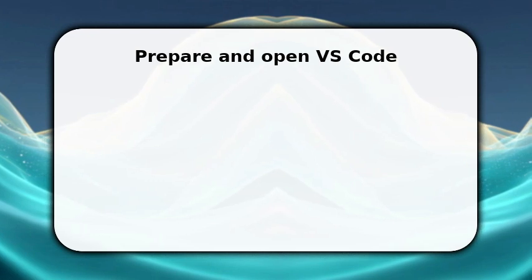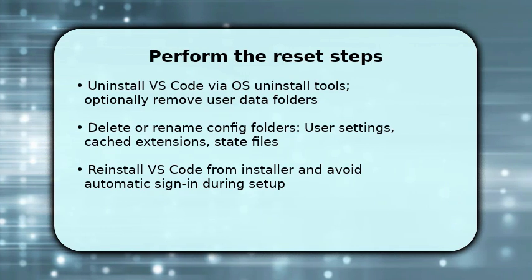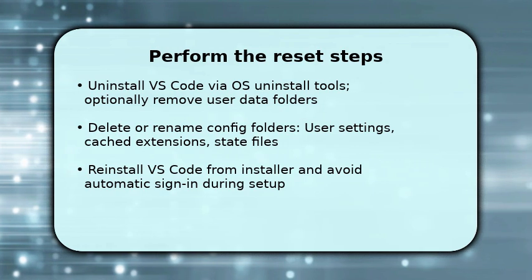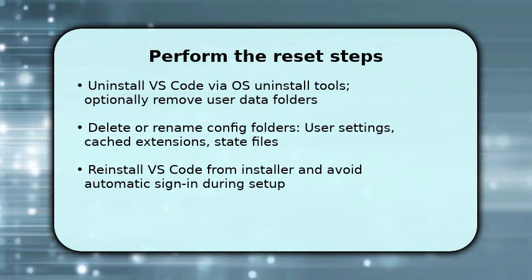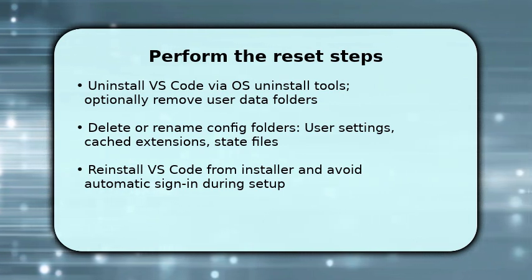Now you execute the reset. Uninstall Visual Studio Code using your operating system's uninstall tool, then remove residual user data if you want a full clean. Specifically, delete or rename the user settings folder, extension cache, and application state files to force a fresh configuration.